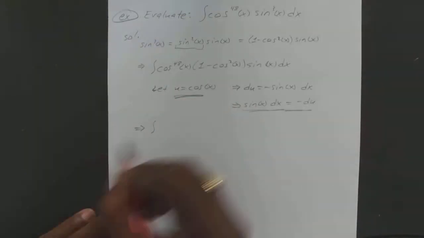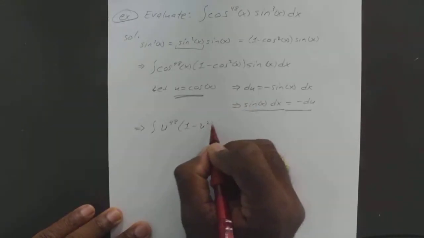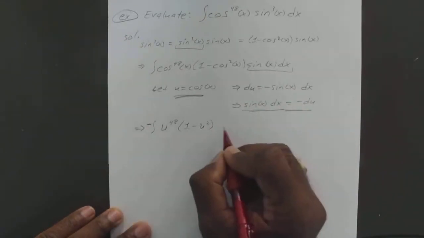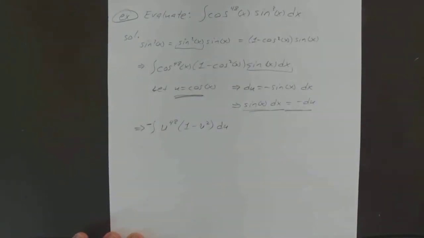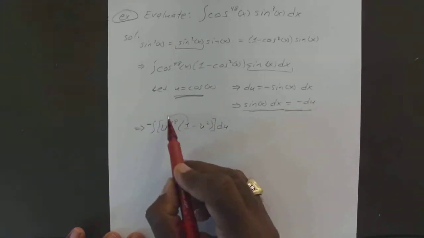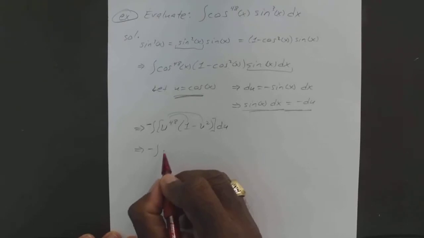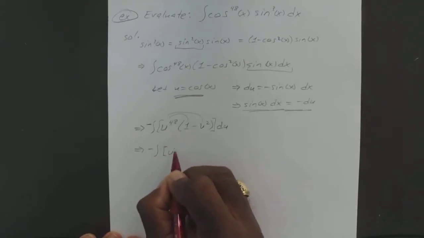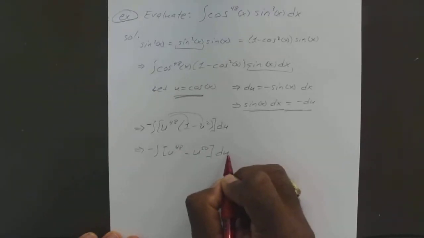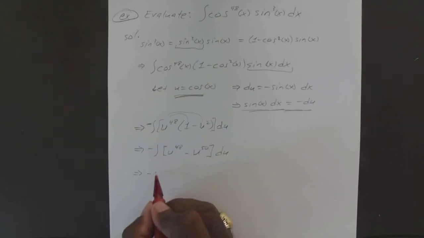All right, so we have here our cosine 48 of x. Remember, that's our u, so we have u to the power of 48 times 1 minus u squared, and that's our negative du. And we can go ahead and just bring our negative right up front. Okay. And all of that with respect to u. And we just go ahead and distribute our u to the 48. So you have u to the 48 minus u to the 50 with respect to u.